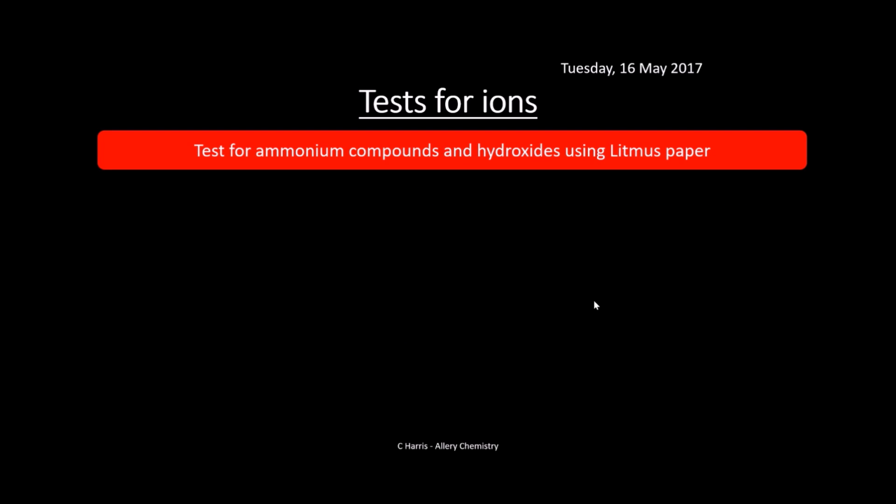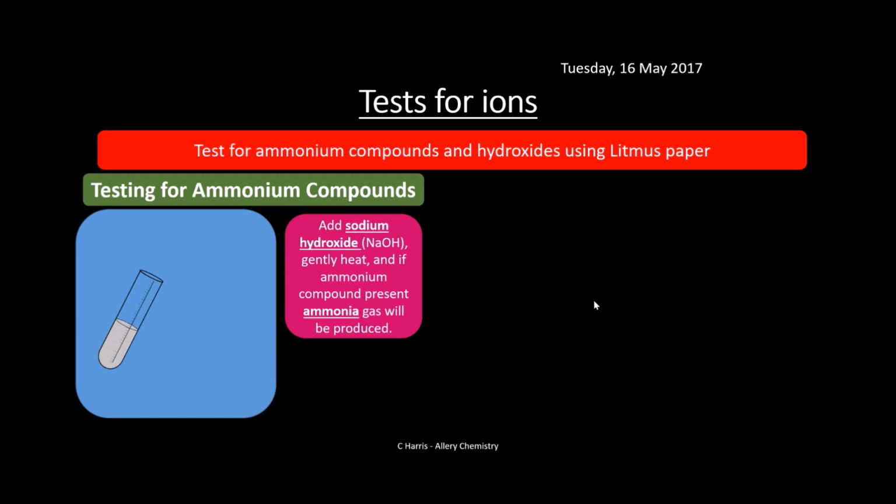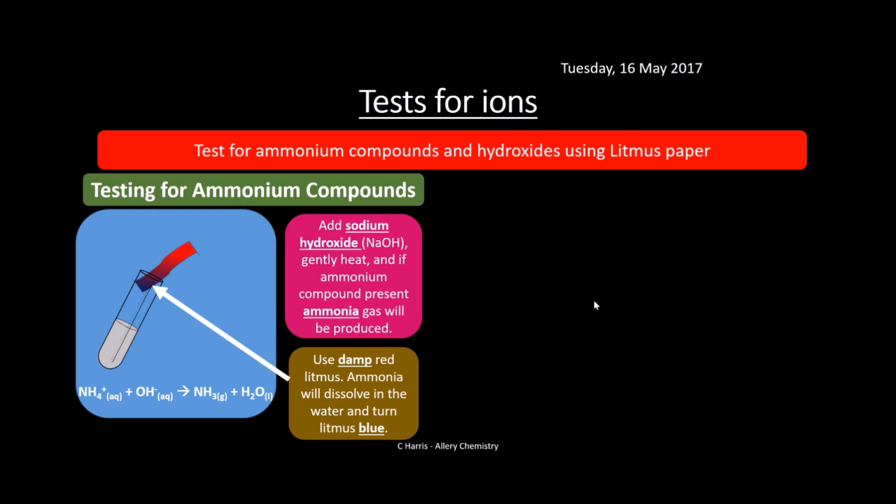Okay, testing for ammonium compounds and hydroxide, we use litmus papers. It's pretty straightforward, this one. So testing for ammonium compounds, what we do is add a bit of sodium hydroxide to the unknown compound that we think might contain ammonium ions, and we gently heat it. And if this ammonium compound is present, we should get ammonia gas being produced, and that really stinks because you can smell it. We take a bit of litmus paper, dampen it, some red litmus, and it will turn it blue, to signify that we've got an alkaline gas being produced.